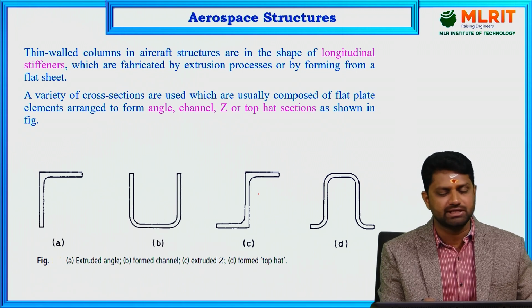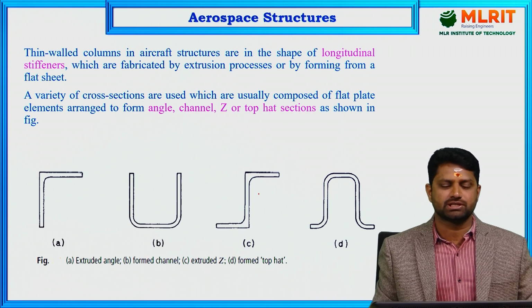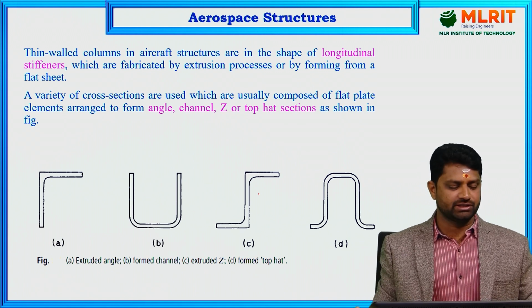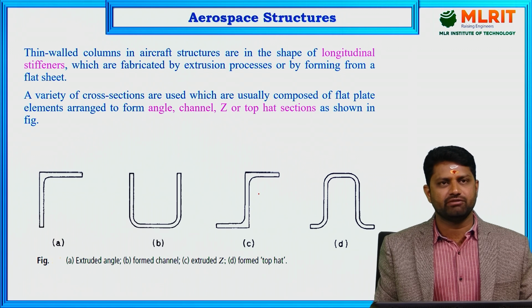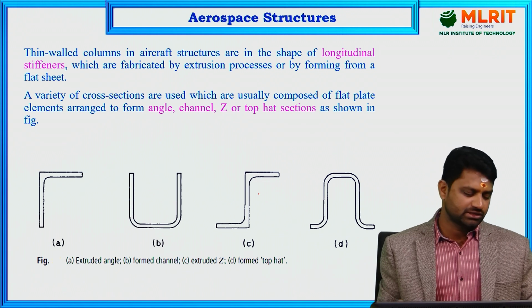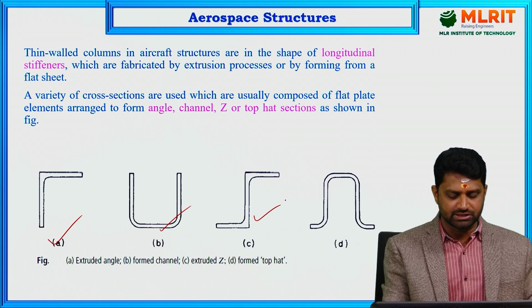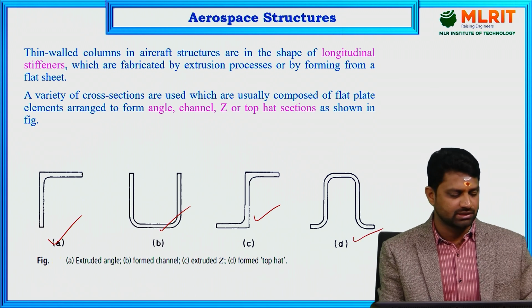Thin wall columns in aircraft structures are usually in the shape of longitudinal stiffeners, which are fabricated by the extrusion process or by forming from a flat sheet. In this diagram you can see the variety of cross sections composed of flat plate elements, arranged as sections like angle section, formed channel, extruded Z section and top hat section.